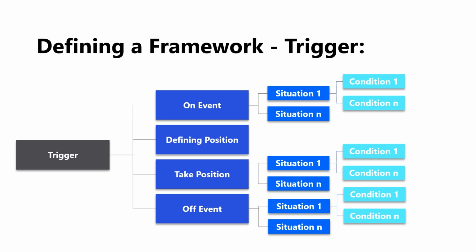So maybe we have a situation where the market's moving in our direction, or maybe we have a situation where the market's moving against our direction. So this is the events that are happening. You can have multiple situations that define an event, or you could have one situation that defines an event. Kind of just depends how complex or how simple your particular trigger is.